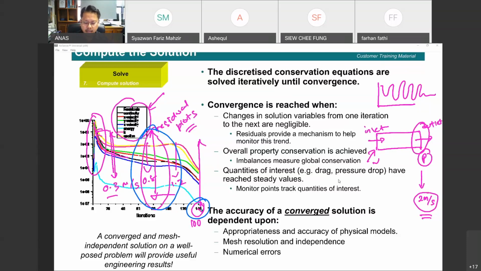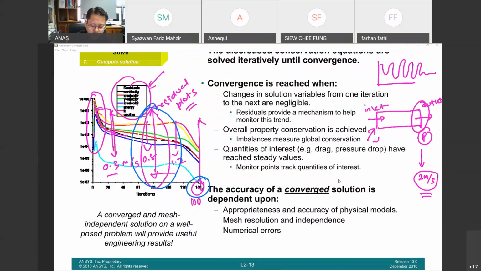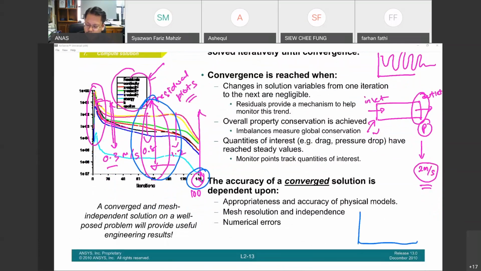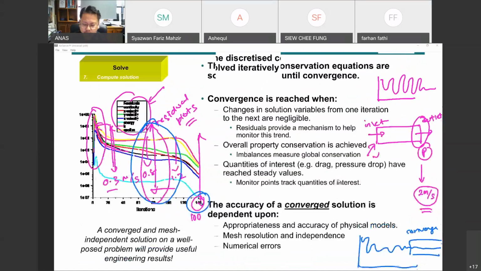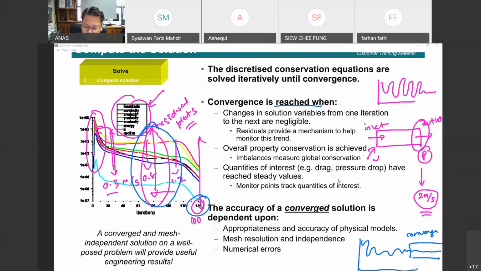But as the problems get more complicated, you need a higher convergence value, the residual value. So how do you know you have reached equilibrium? You will reach equilibrium when the plots that you have no longer fluctuate like this. Instead, it will get steady until the end. So that's how you know that you have reached convergence, meaning that it has reached the optimal target value. Convergence is reached when changes in solution variables from one iteration to the next are negligible.